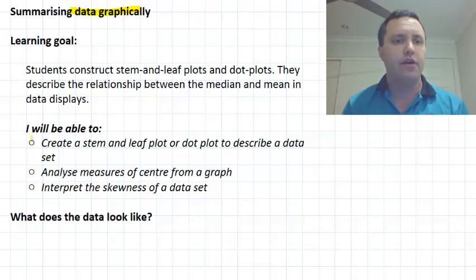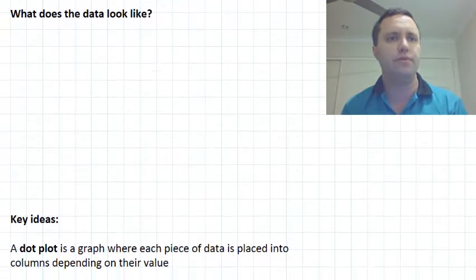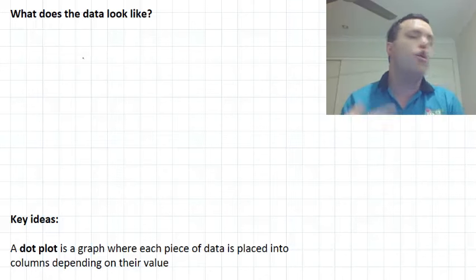Okay, now you'll be able to create a stem and leaf plot or dot plot to describe some data, analyze measures of center from a graph, and interpret the skewness, which is something different, of a data set we'll talk about a bit later. Okay, sometimes we want to ask the question, what does the data look like?